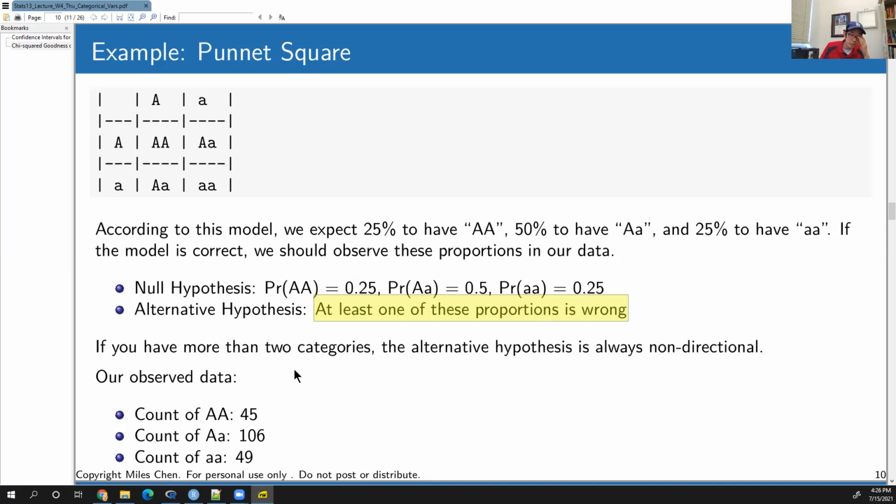All right, but as far as we're going to concern ourselves right here, we're just going to leave it as a non-directional alternative. At least one of the proportions is wrong. We don't know which one. We're just curious if one of these things is wrong.